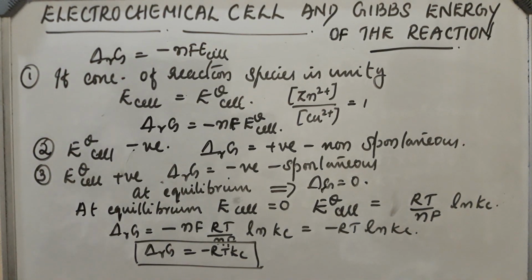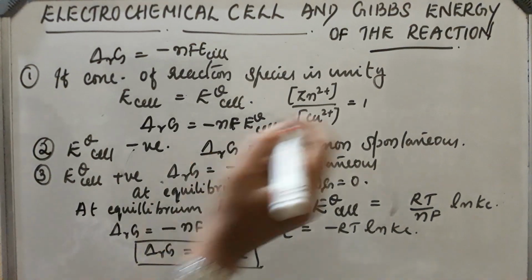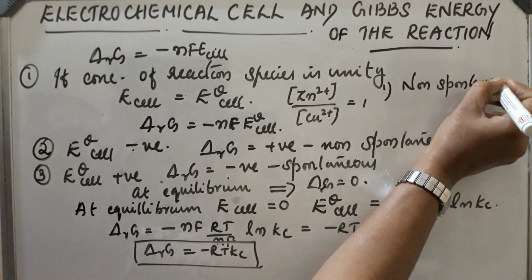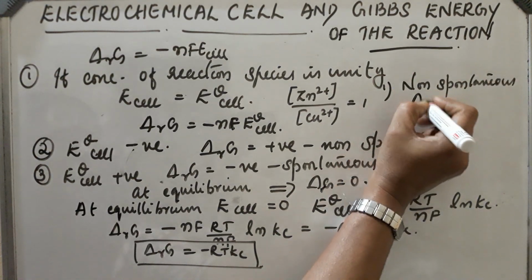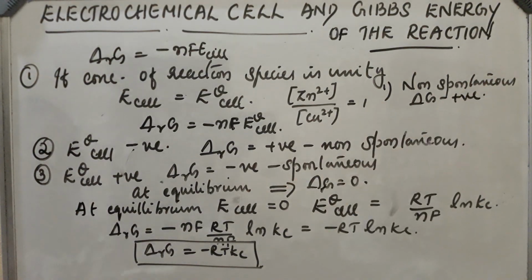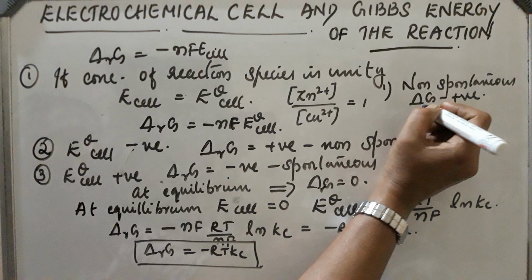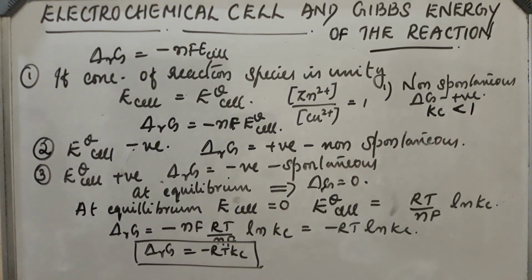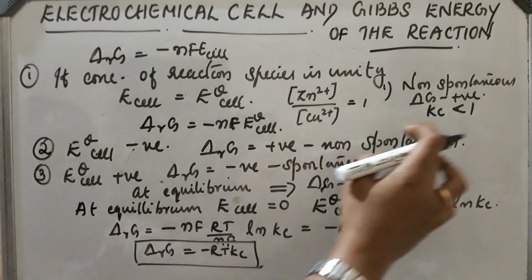Okay. Now, what happens in the case of spontaneous and non-spontaneous processes for Kc and delta G? First case, in a non-spontaneous process, delta G is a positive value. If delta G is positive, we can see that Kc will be less than 1, because Kc is the concentration of product by reactant. So, reactant will be more, which means Kc will be less than 1.